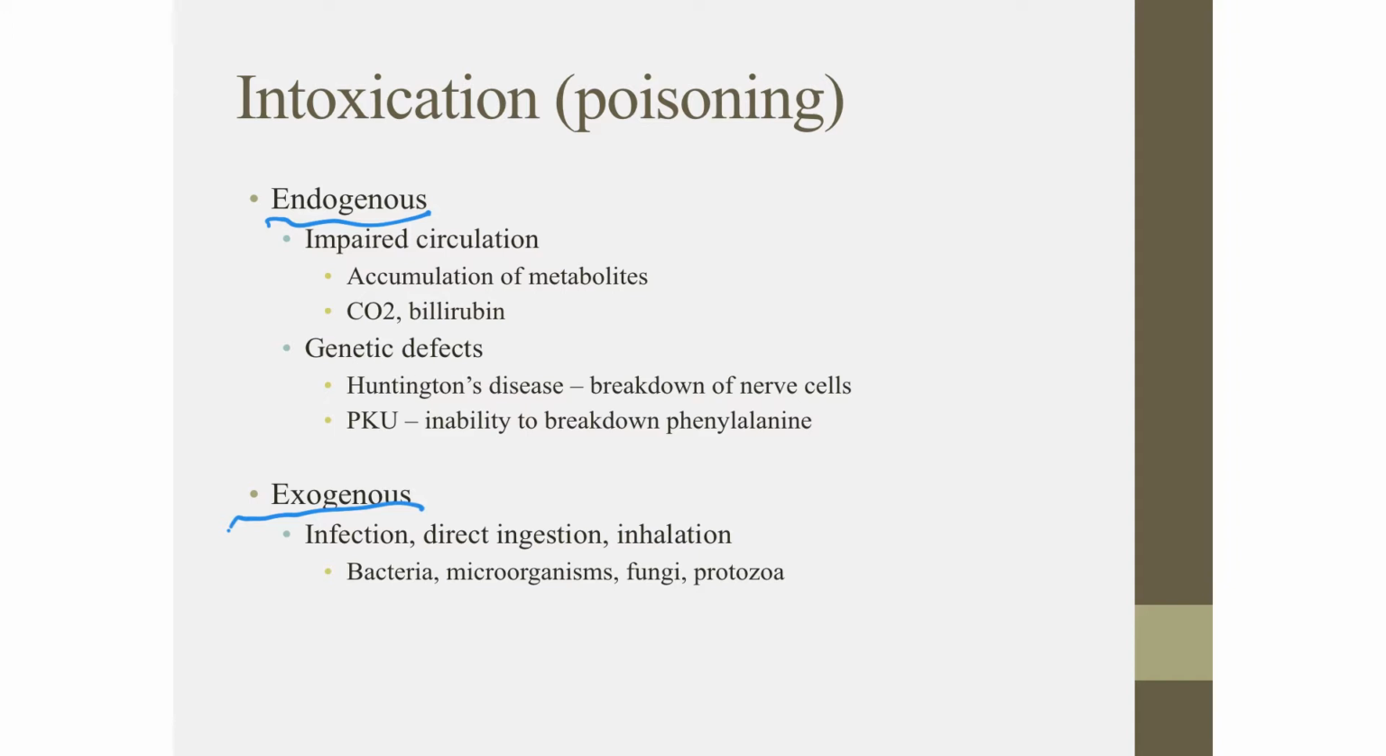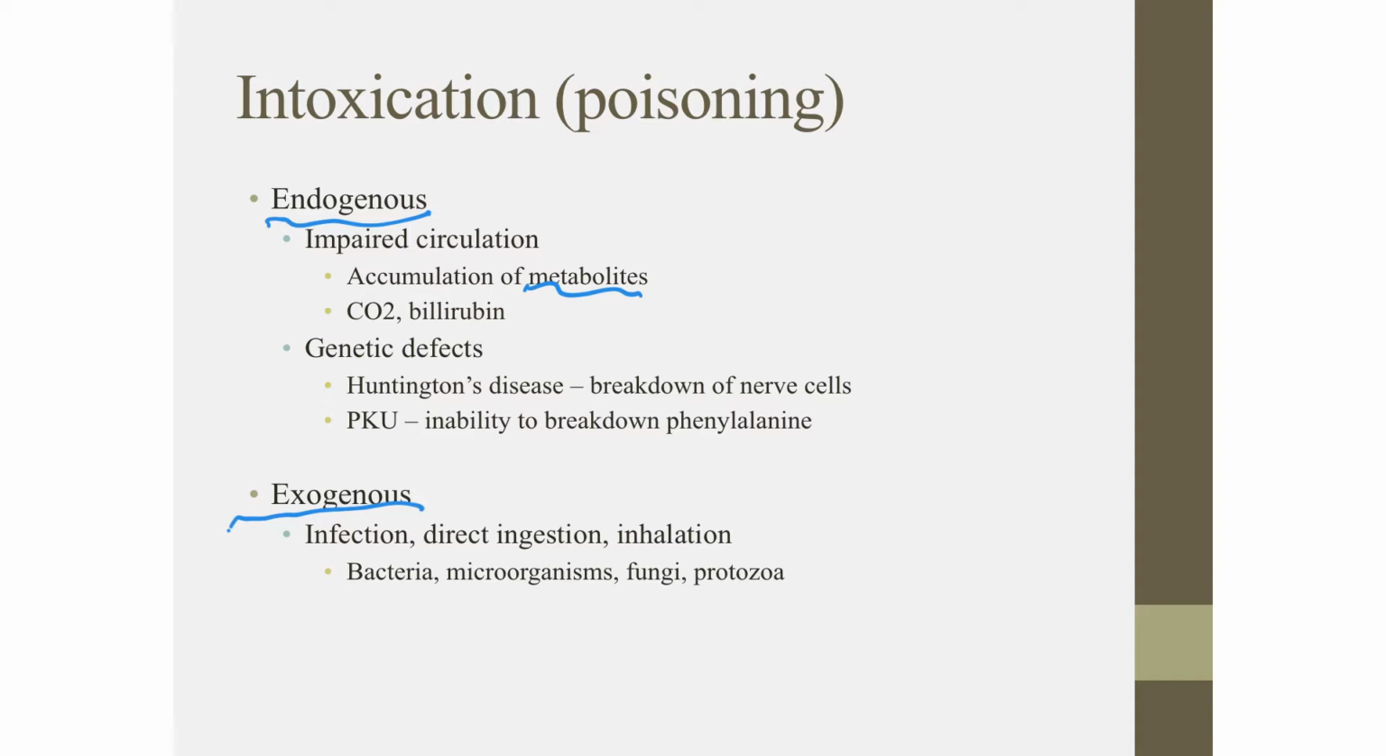We can see endogenous types of cellular injury occur through poisoning, through things like impaired circulation. We might see metabolites, which are natural breakdown products of things like drugs or food, anything that's broken down by the liver into byproducts called metabolites. Metabolites need to be excreted at some point from the body, so if they do accumulate, that's going to alter the biochemical status of the body, leading to this intoxication state.